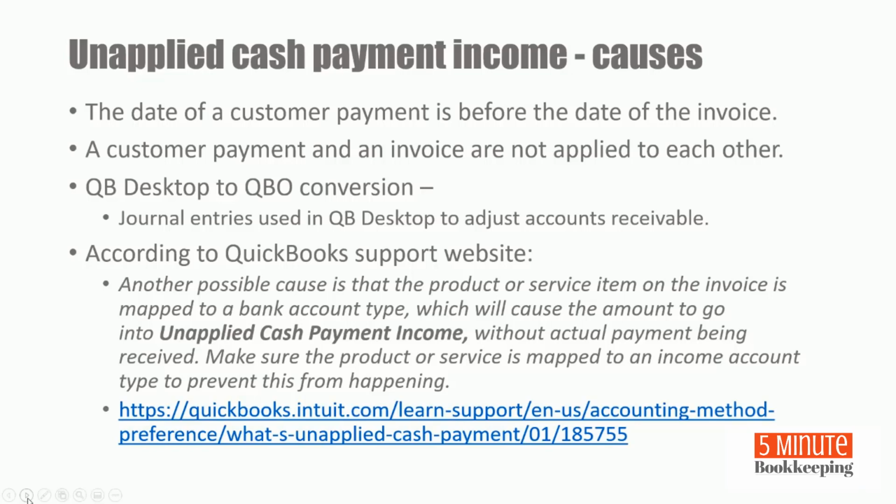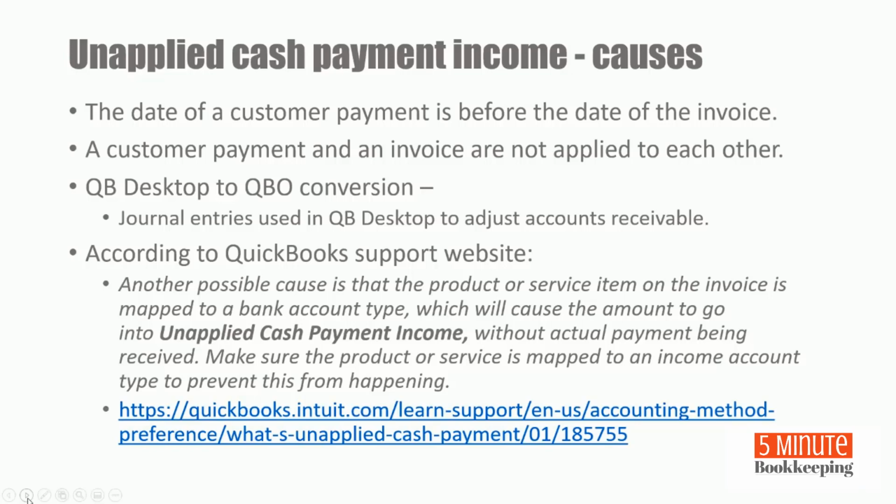How does it get there? What are the causes? Generally, the date of a customer payment is before the date of the invoice. When that happens, that will cause an amount to be added to the unapplied cash payment income account by QuickBooks. Also, it may happen when a customer payment and an invoice are not applied to each other. You may also see unapplied cash payment income when a QuickBooks Desktop to QuickBooks Online conversion has been made, when journal entries were used to adjust accounts receivable in QuickBooks Desktop.